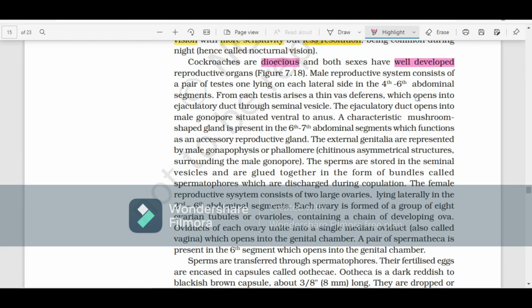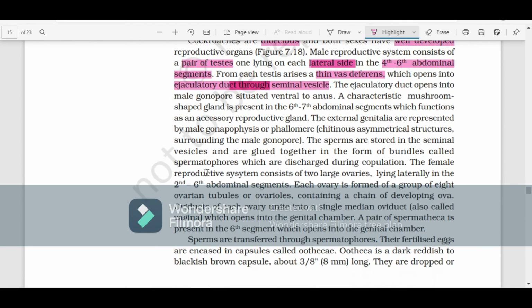All right. The male reproductive system consists of a pair of testes, one lying on each lateral side of the fourth to the sixth abdominal segments. I'll just read this now and explain it through the diagram. They have a pair of testes on the lateral sides of the fourth to the sixth abdominal segments, 4 to 6. From each testis arises a thin vas deferens which opens into the ejaculatory duct through the seminal vesicle. That means first comes the testis, then the vas deferens, then the seminal vesicle, finally the ejaculatory duct.